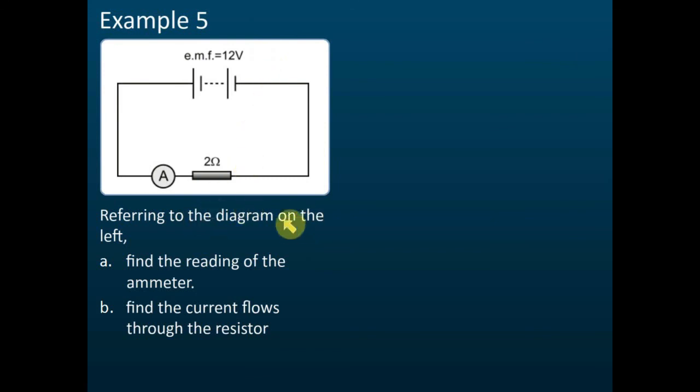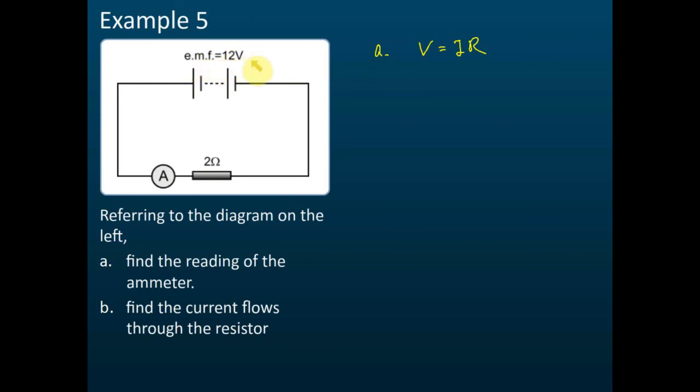So referring to the diagrams on the left, find the readings of the ammeter. They want to find the readings of the ammeter. We can use V equals IR to solve the problem. The very first thing that you need to determine is, what's your V? They tell you that the EMF equals 12 volt.